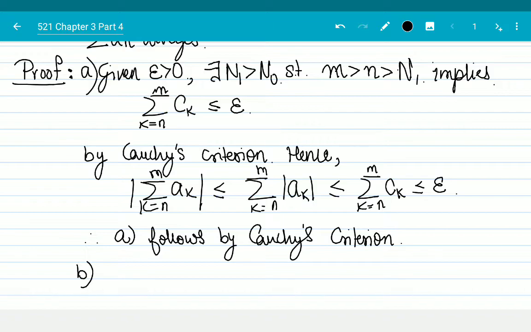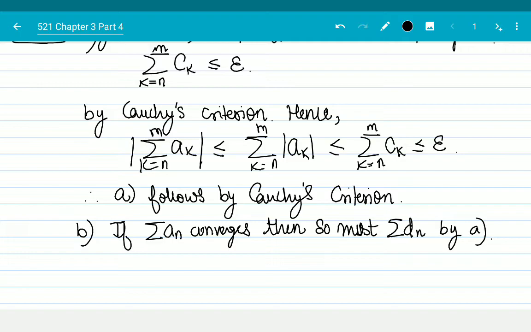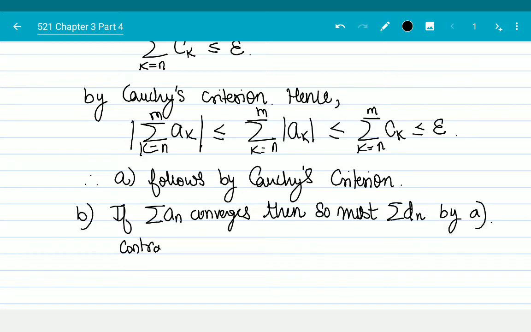So for B, assuming A, if summation an converges, then so must summation dn by A, contradicting its divergence. Okay.